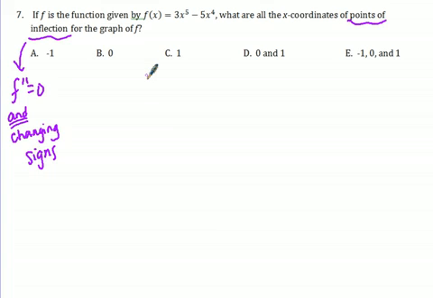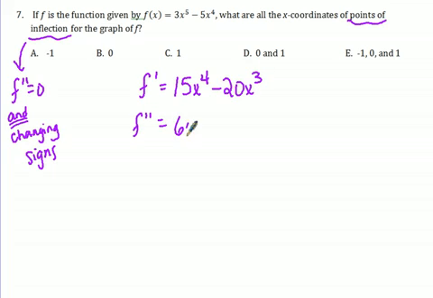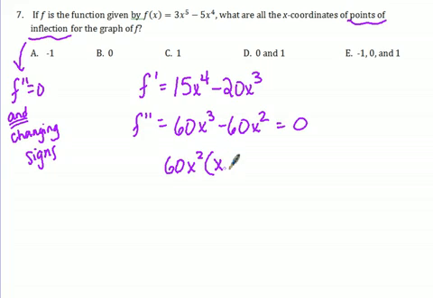So I need to find a second derivative. F prime is equal to 15x to the 4th minus 20x cubed. That's my first derivative. Second derivative, 60x cubed minus 60x squared. Now again, I want to know when this second derivative is equal to 0 and changing signs. So we need to set it equal to 0. I'm going to factor out 60x squared, and I'm left with x minus 1.